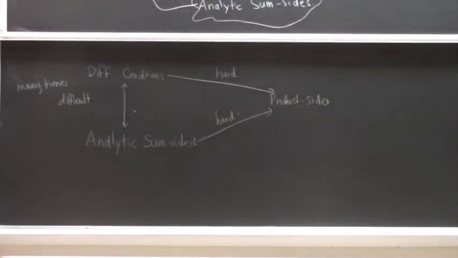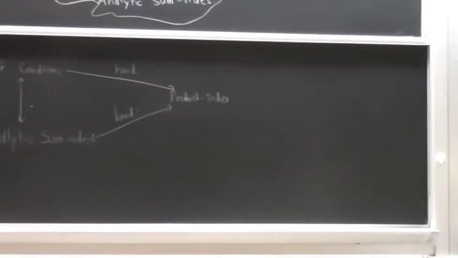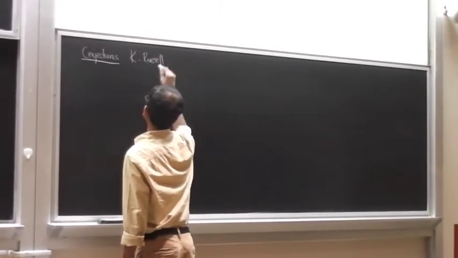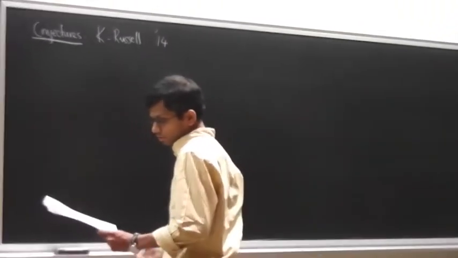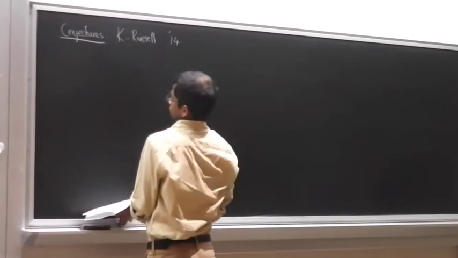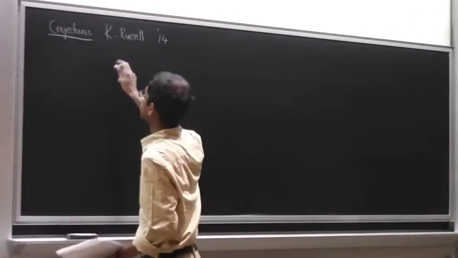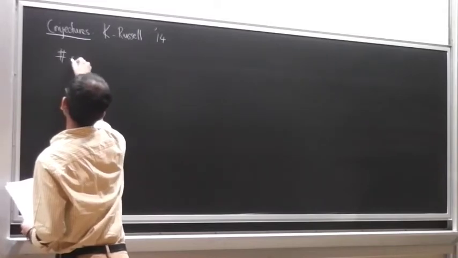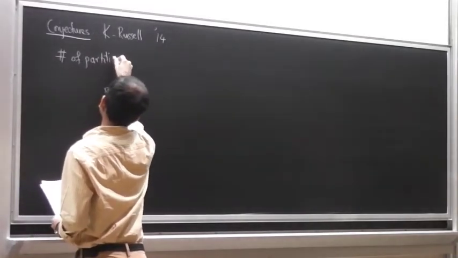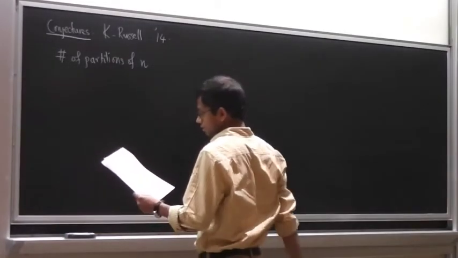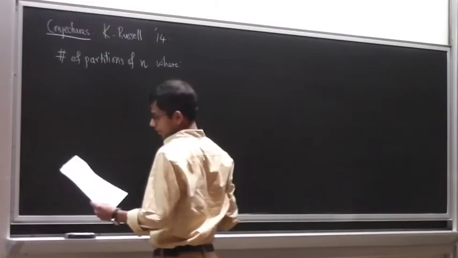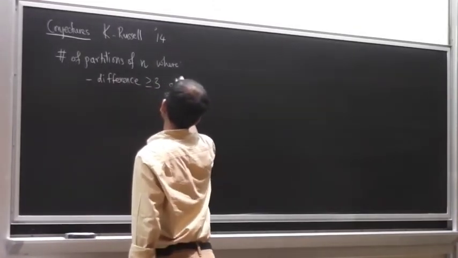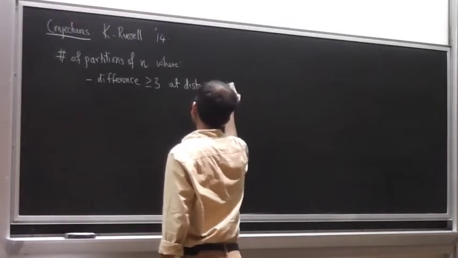Alright, so let me mention a few conjectures which will feature. These conjectures are by myself and Matthew Russell. These were on arXiv in 2014, so I'll mention one of them. Matthew has one companion conjecture in his thesis on this. Same style: the number of partitions of n, a positive integer, where the difference is bigger than or equal to 3 at distance 2. I'll explain what that means.